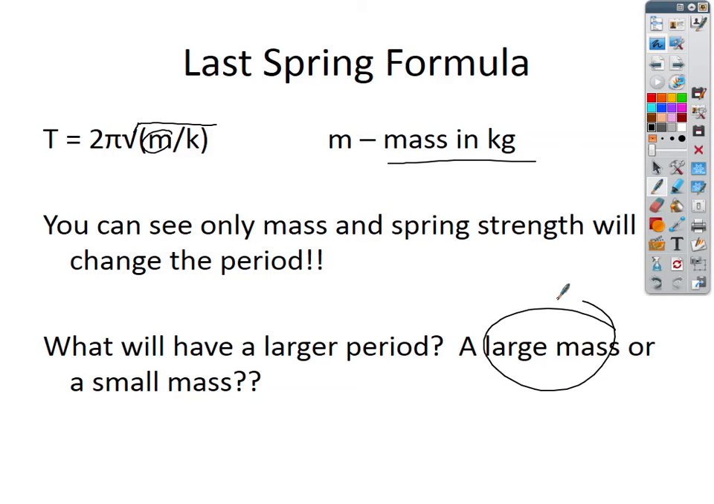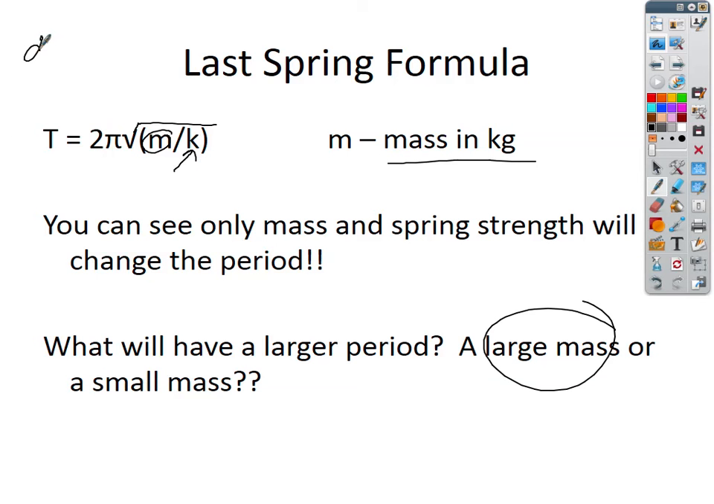All right? Is basically what you're looking at there. K is involved, the spring strength. That makes sense. Obviously, a stronger spring is going to be able to pull that object back more quickly or push it out more quickly. So those are your two main factors.